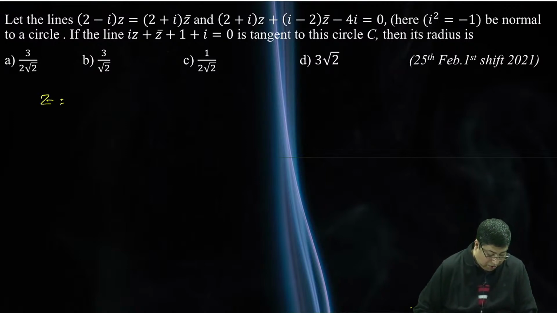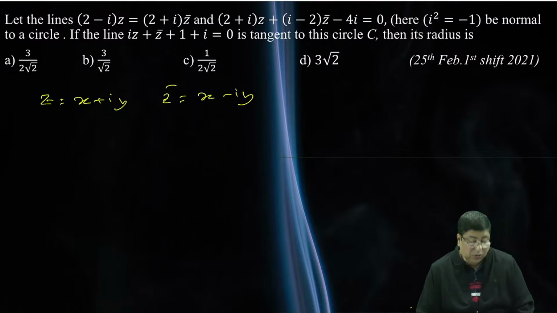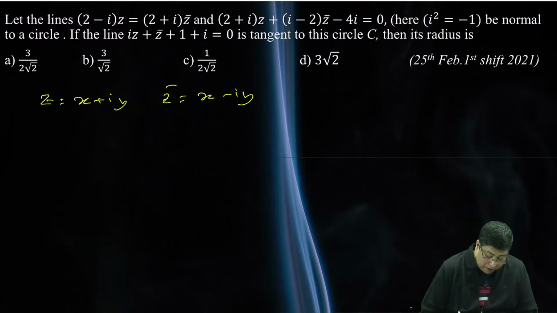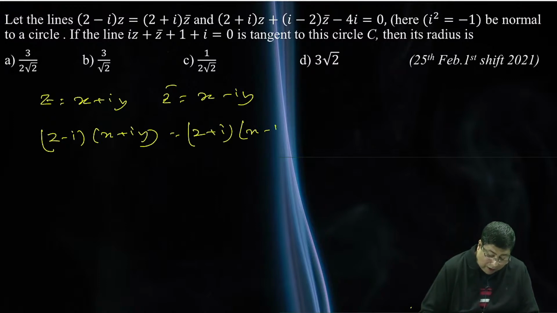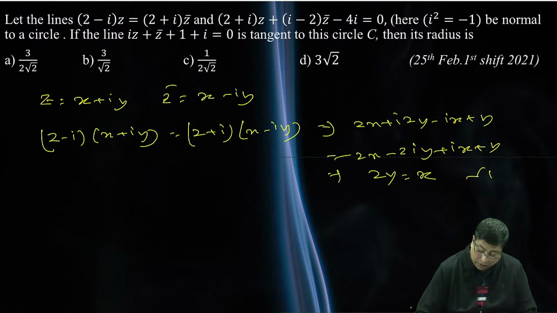Let z equal x plus iy and z bar equal x minus iy. So first of all, we'll get these two lines. What to be done here? (2 minus i) into z, z means x plus iy, equal to (2 plus i) into (x minus iy). If we calculate, we are getting 2x plus 2iy minus ix plus y equal to 2x minus 2iy plus ix plus y, that is 2y equal to x. One line we got.